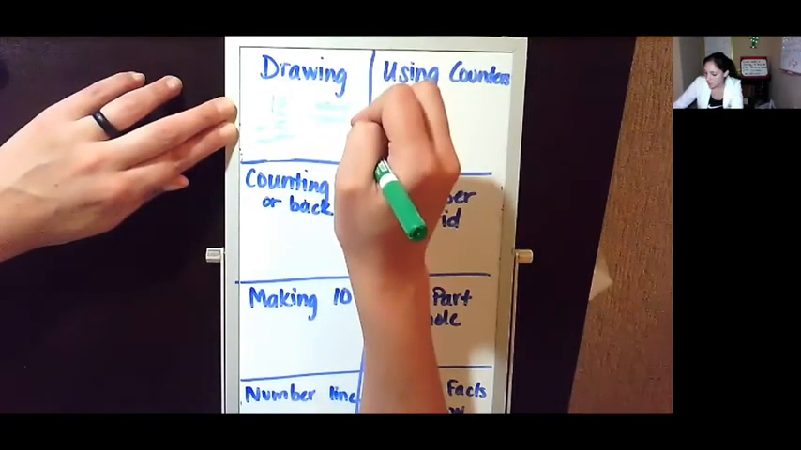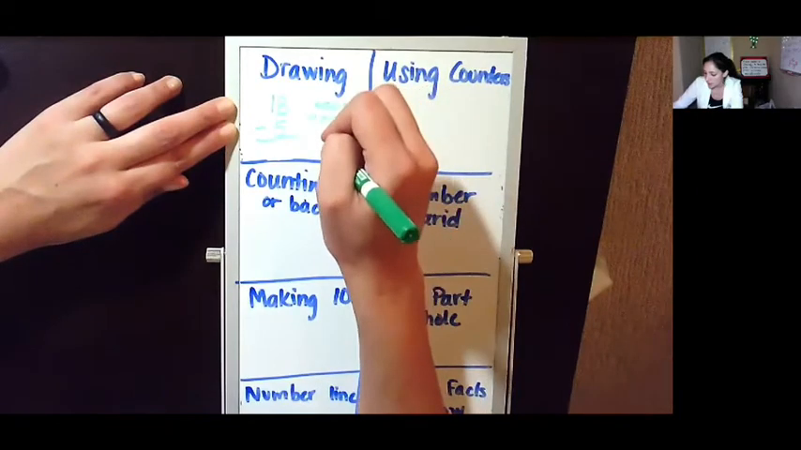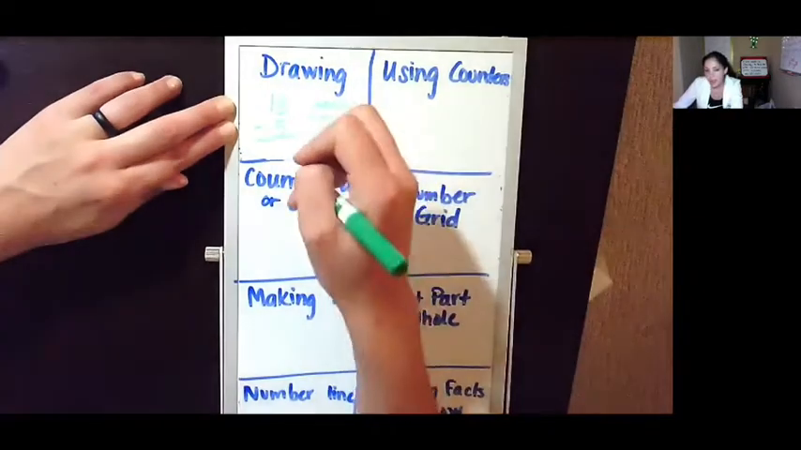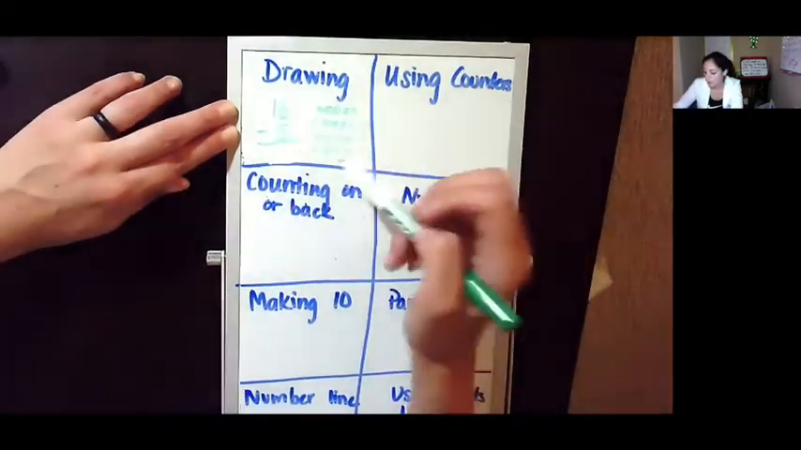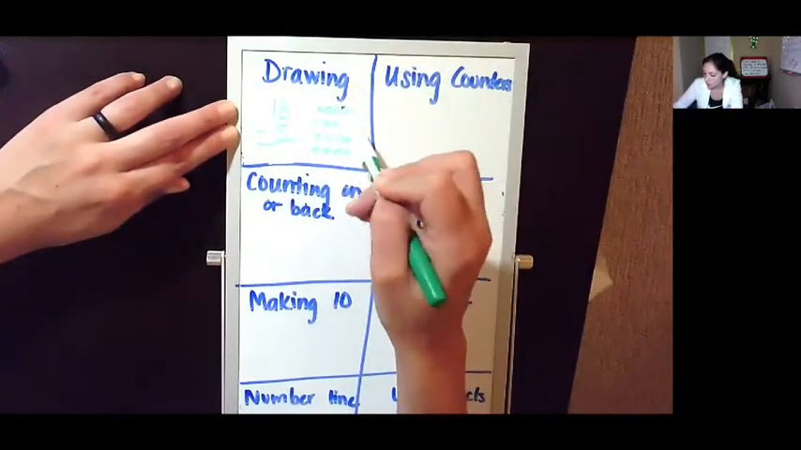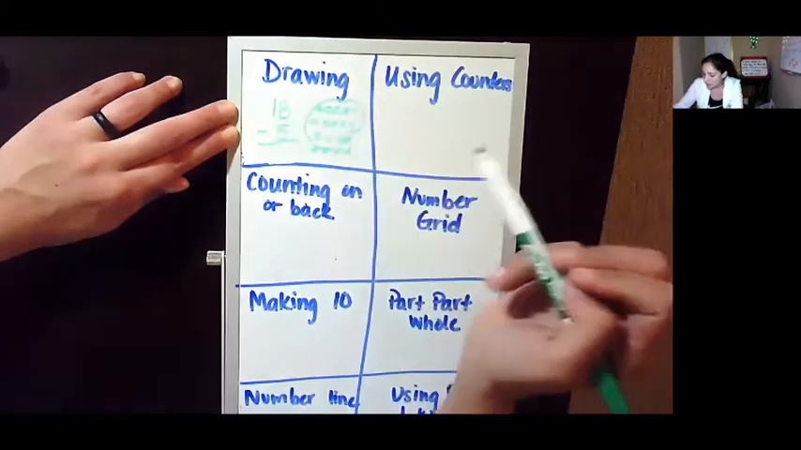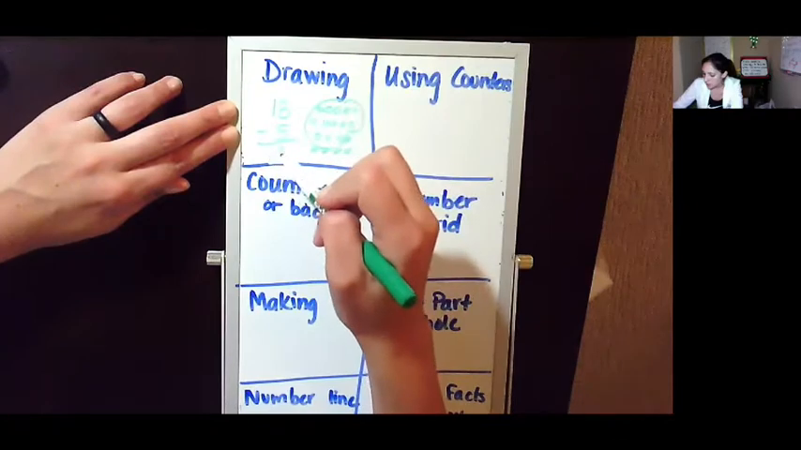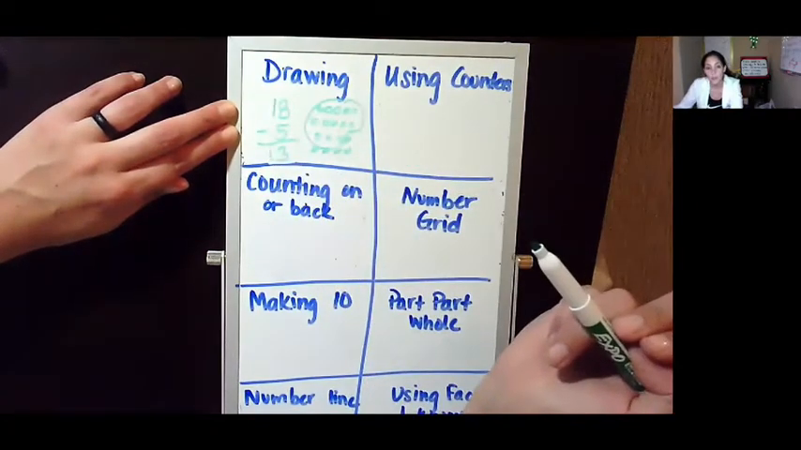I like to draw in 10 frames. So it's 10, 11, 12, 13, 14, 15, 16, 17, 18. And then I cross out or take away 5 of them. 1, 2, 3, 4, 5, which leaves me with 10 and 3, which is 13. Okay, that's that drawing strategy.